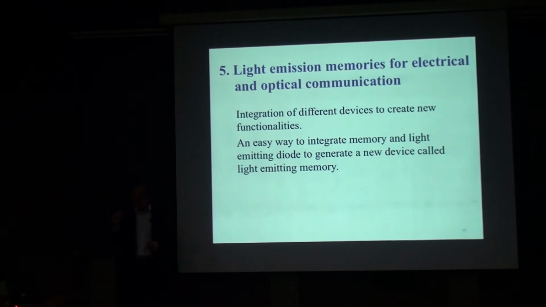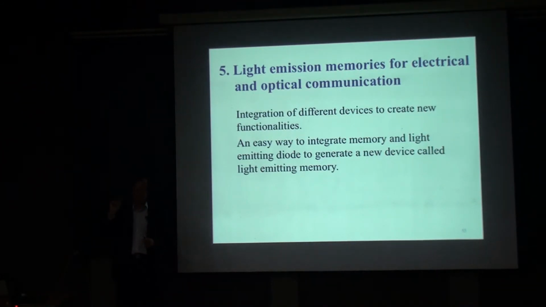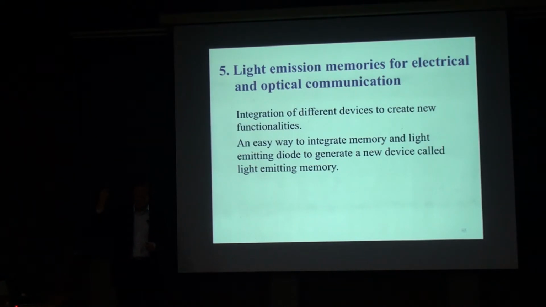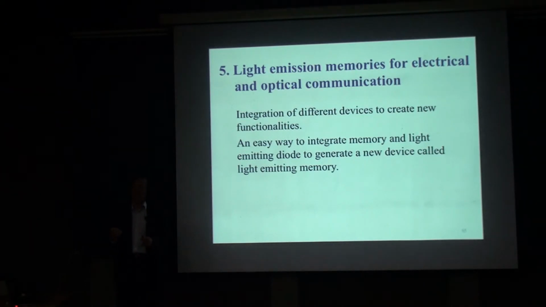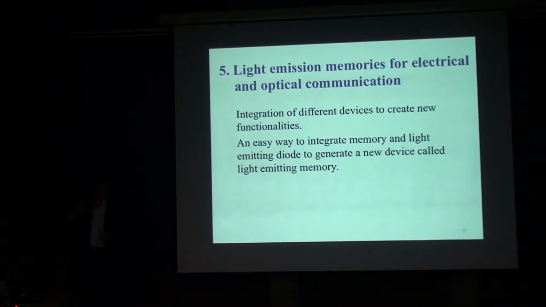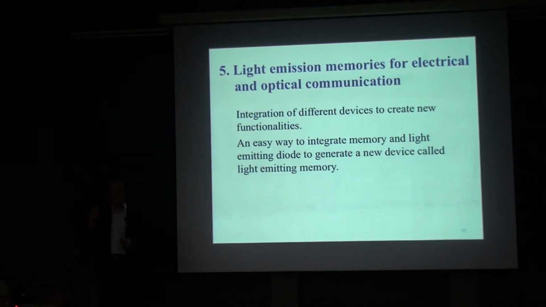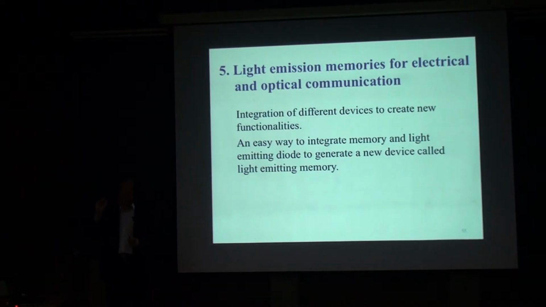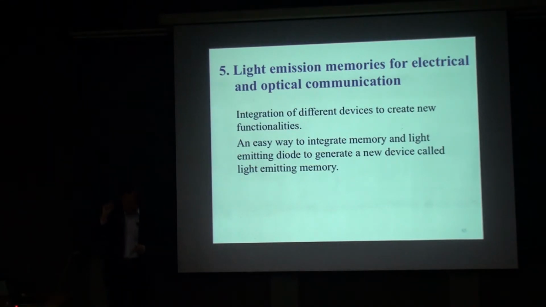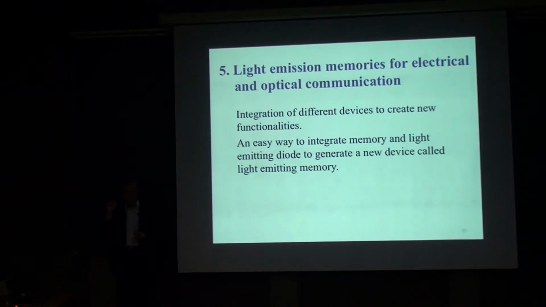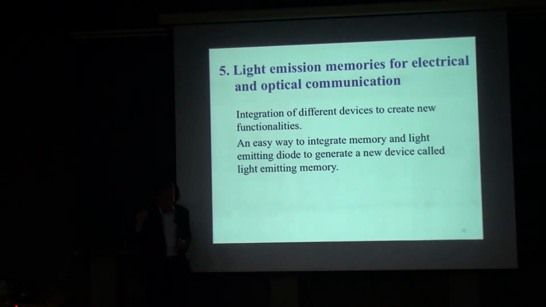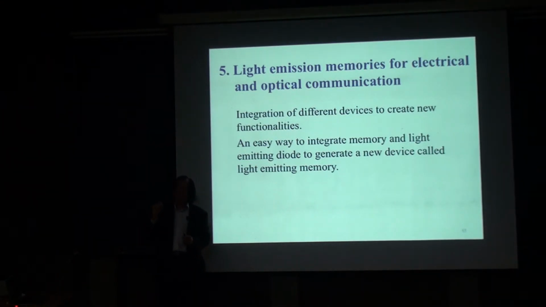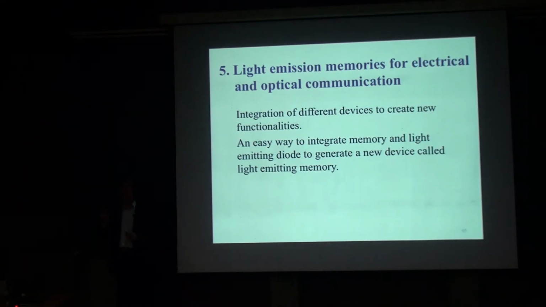For the conventional memory device, you just apply voltage so you can code your data in your device. If you want to read your device, you also apply voltage to read current. But for this light emitting memory device, we are able to read the signal not only by current, but also by light. We are able to detect the signal by electric current, and also by optical intensity. So this is very unique.